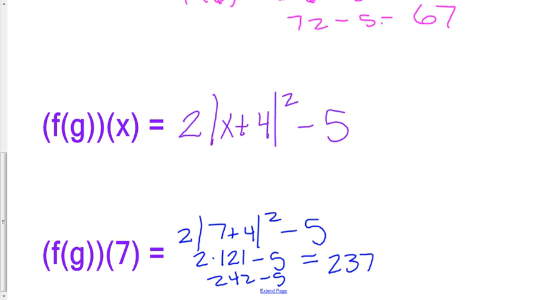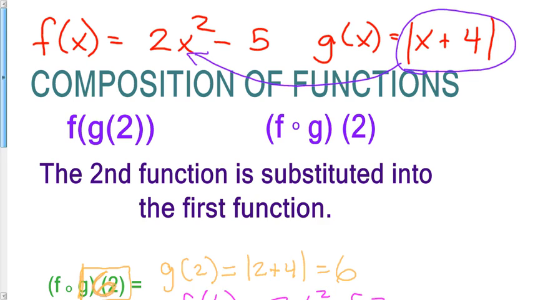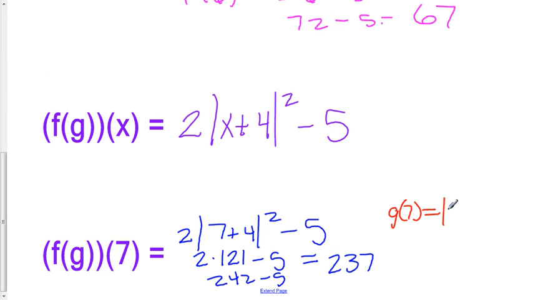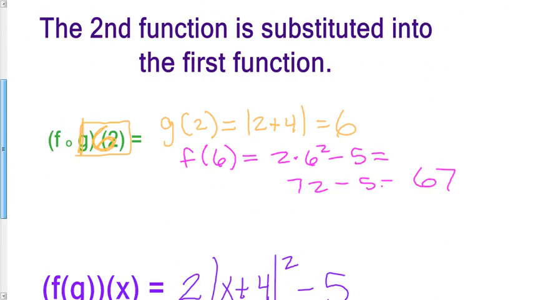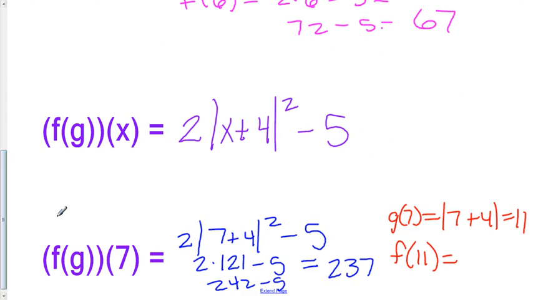Now the other way that you could approach this, if you did not have what f composition g of x would be, then you can just figure out what is g of 7 first, which is the absolute value of 7 plus 4, and that is 11. And now find f of 11. And then once you get this is going to be 237. You get the same answer.